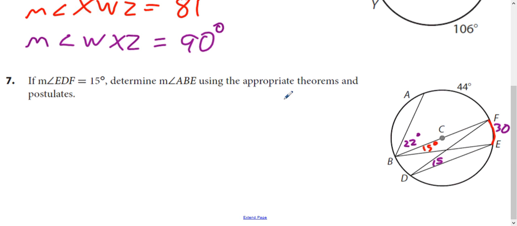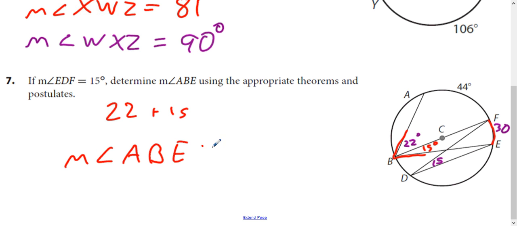So if we're trying to find ABE, so that whole angle right there, we need to add those together, 22 plus 15. 37 degrees.